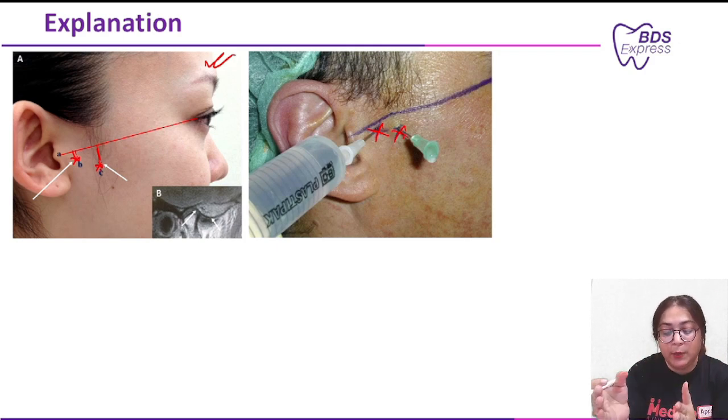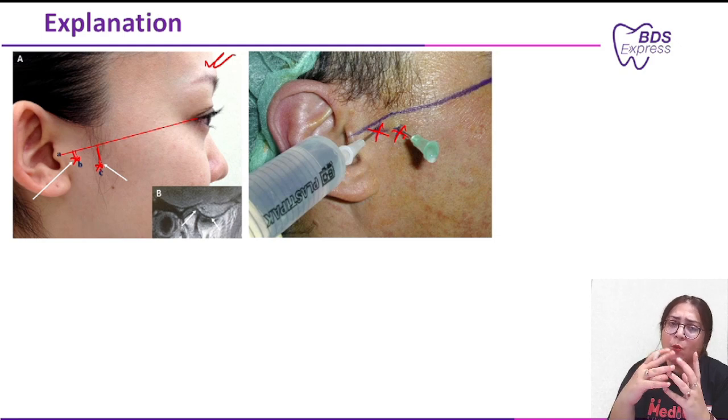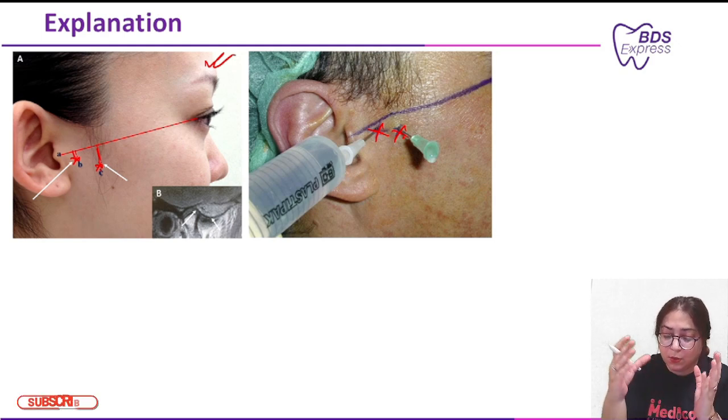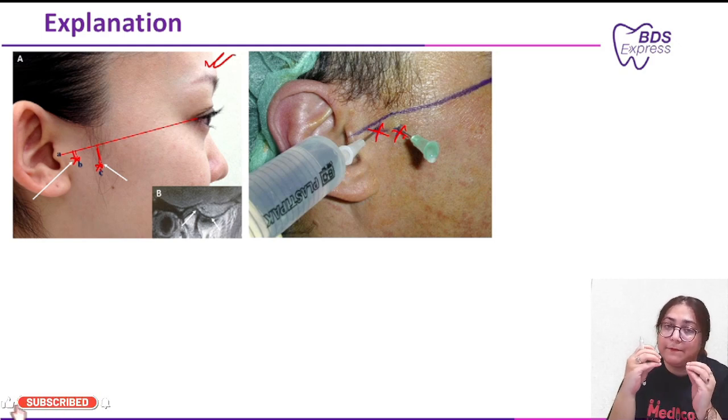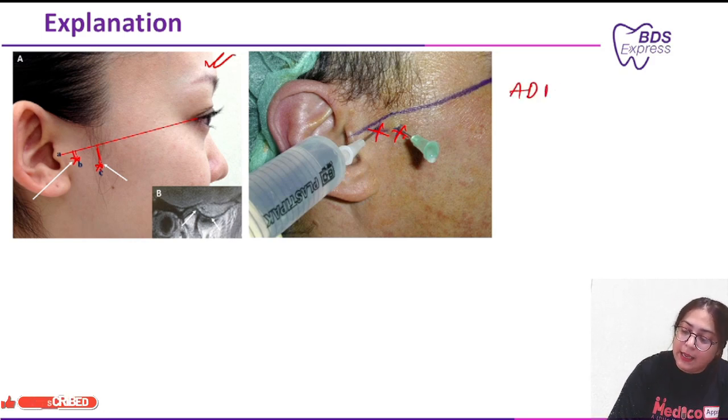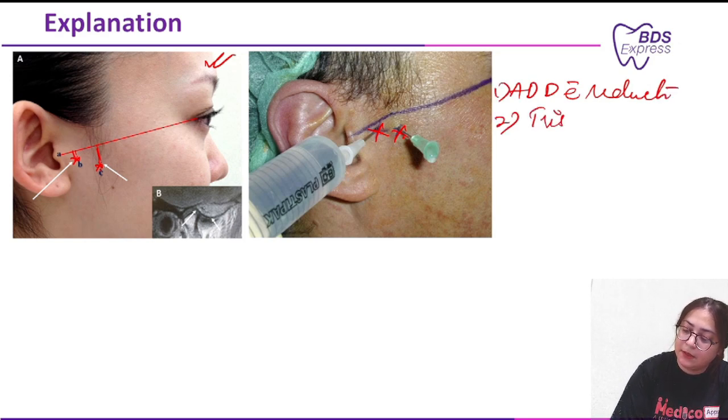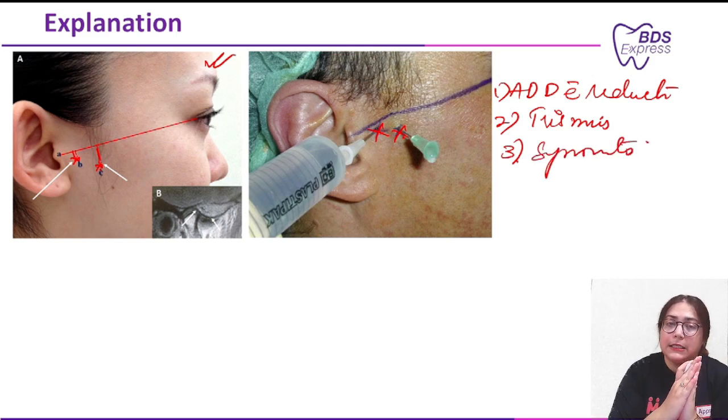Now, before moving ahead, let me tell you why you are doing TMJ arthrocentesis. This is a minimally invasive procedure which you can do in the cases of ADD with reduction, in the cases of trismus, or whenever the patient is having synovitis. In all these cases, you can go ahead with the minimally invasive procedure, which is TMJ arthrocentesis.